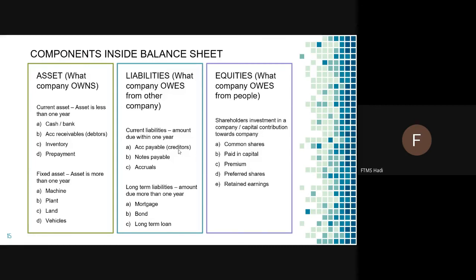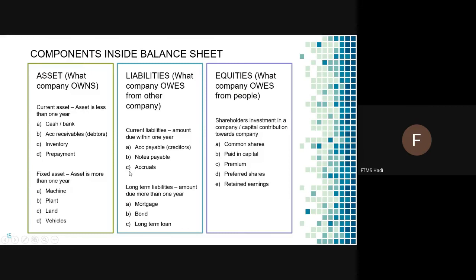Once they purchase, the materials have already arrived, already been supplied. Therefore, the company needs to pay. If the company has not paid yet, we call the supplier a creditor, which they need to pay within 1 year. The second one, notes payable. This one is a short-term loan. That means the company borrows money from a credit company, and then they need to pay within one year.